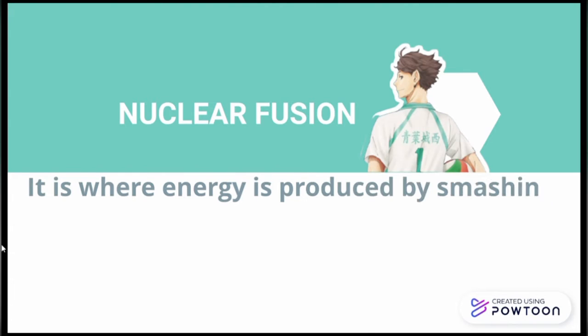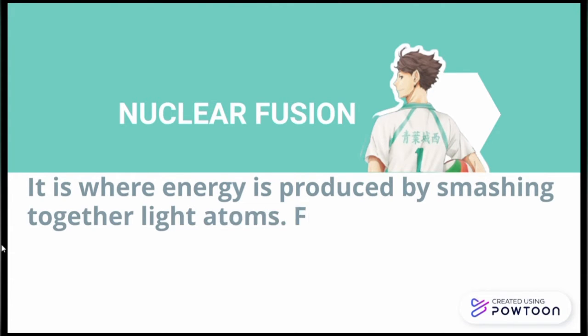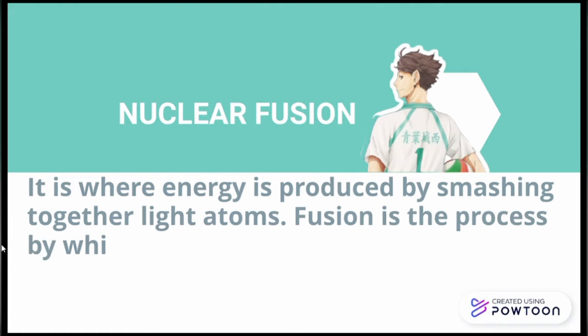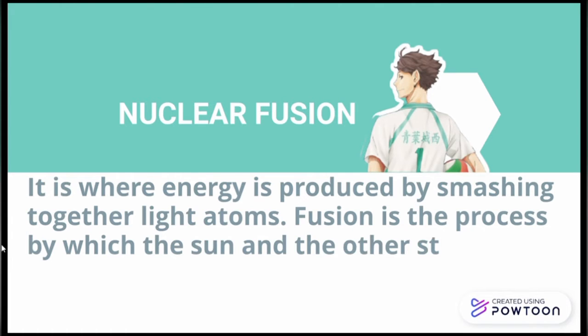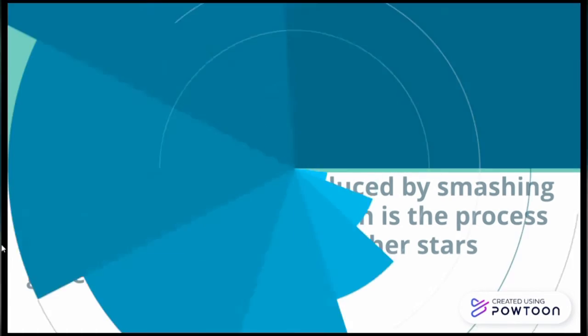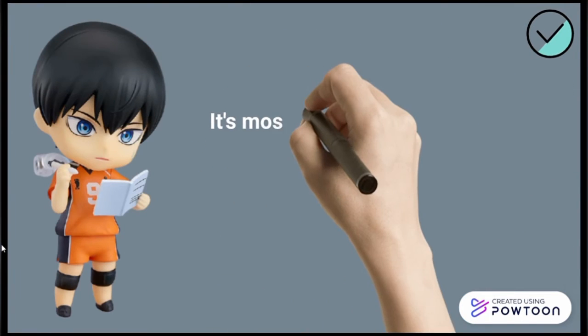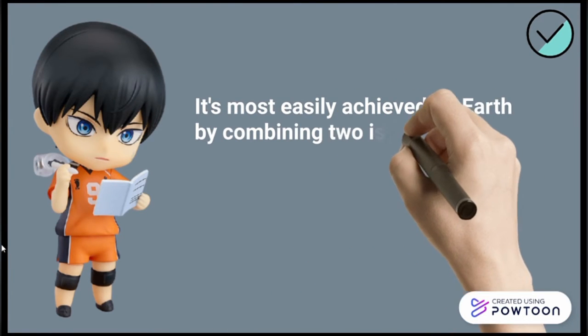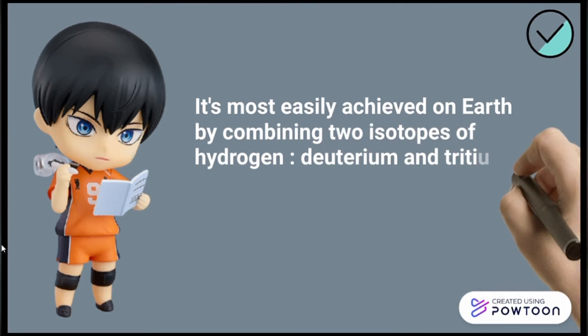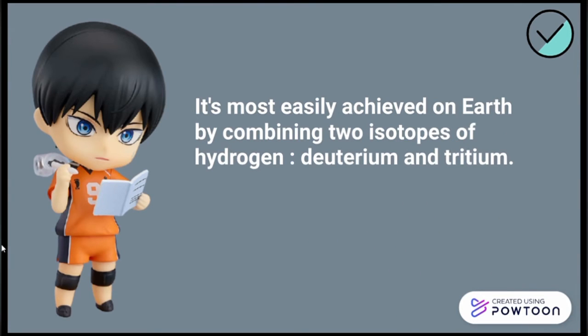It is where energy is produced by smashing together like atoms. Fusion is the process by which the sun and the other stars generate light and heat. It is most easily achieved on Earth by combining two isotopes of hydrogen, that is deuterium and tritium.